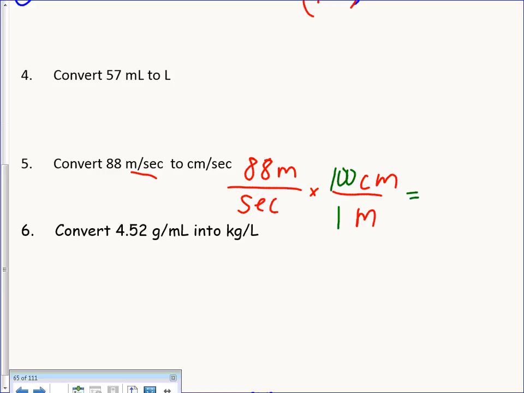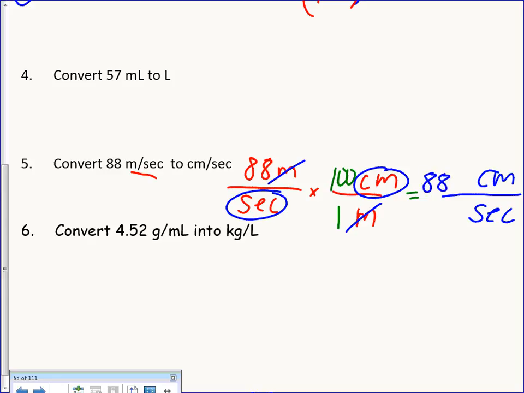And that logically makes sense. So then the units that cancel are meters here, leaving us with centimeters per second, because we never touch the second. So we still have centimeters per second at the end. But now the math is just taking 88 times 100 to get what? 8,800. Okay.